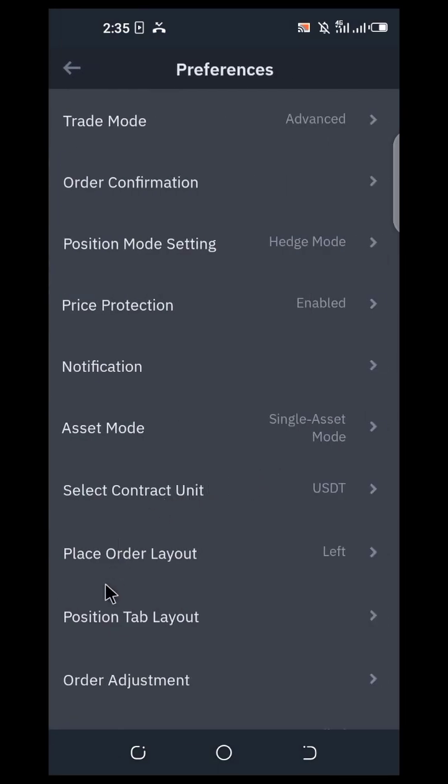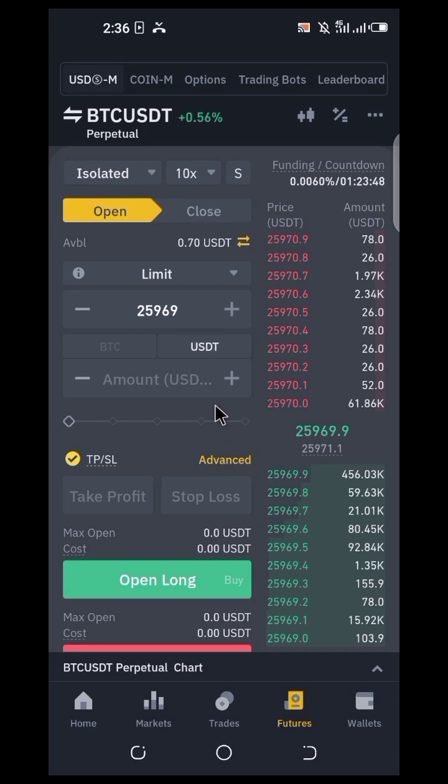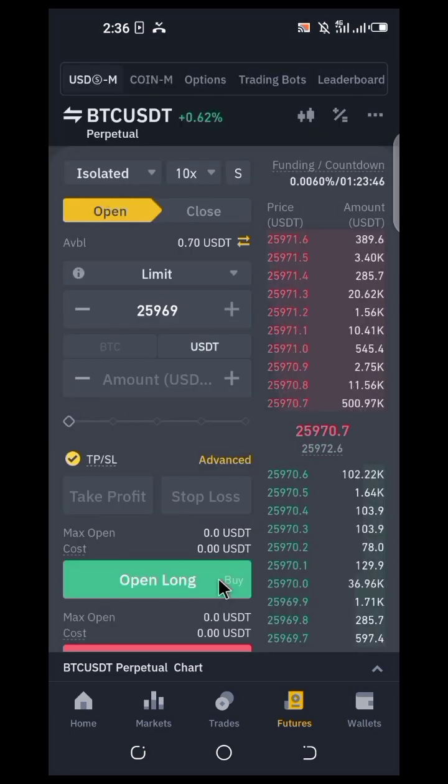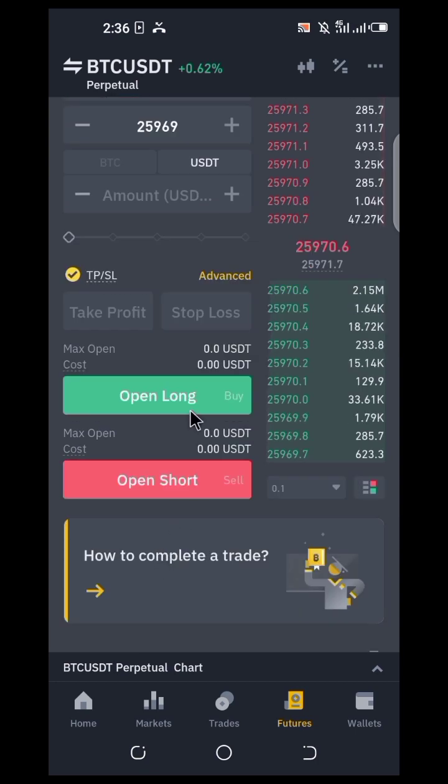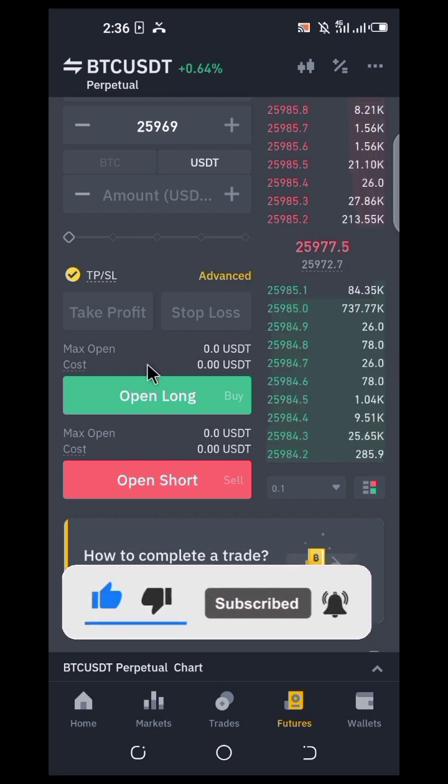So the next option is the place order layout. The place order layout allows you to change the interface. Mine is on the left. So let me go back and show you what this also means. As you can see, this is the order layout, this part, this side here where we have the isolated, your margin, the asset mode, your limit, everything here, your take profit, open long and open short. As you can see, mine is at the left hand side, and the order book is at the right hand side.